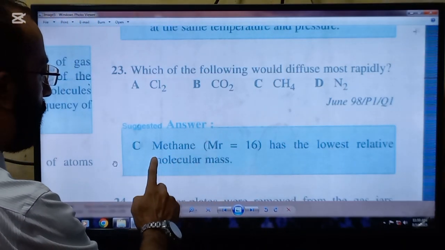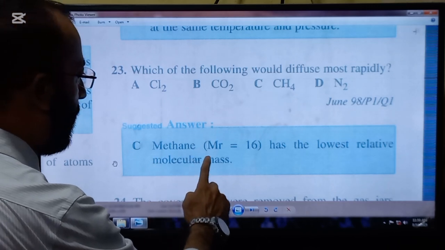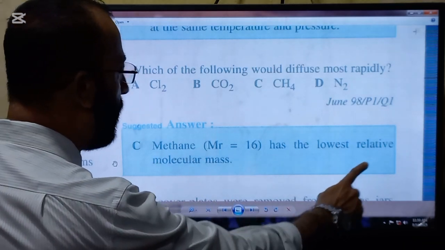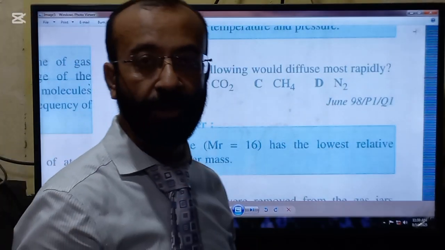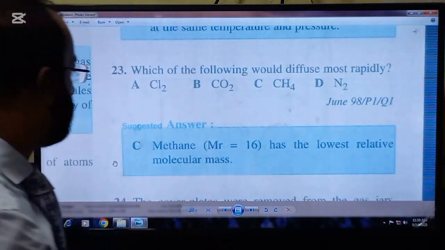So the explanation is here. Methane, that is Mr equal to 16, has the lowest relative molecular mass. So that's why it will move rapidly. So this is the answer.